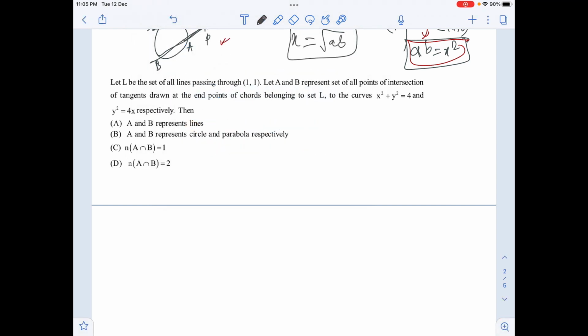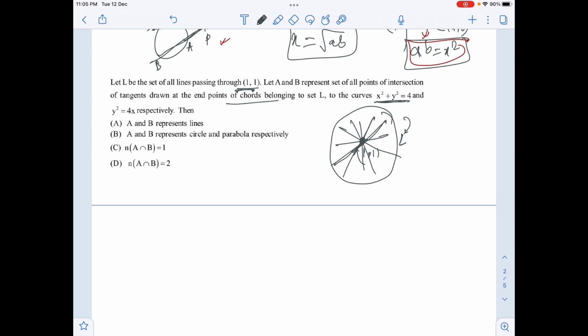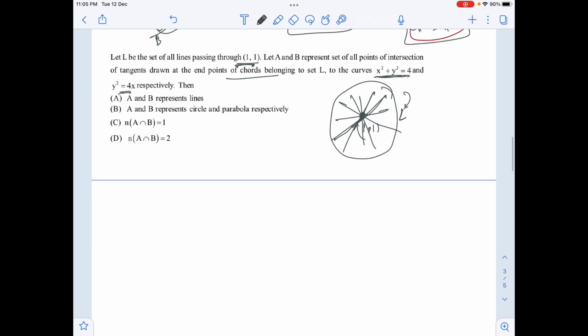And this is again from parabola and circle combined. So we are doing a mixed question of parabola and circle here. One parabola, one circle. L is the set of all lines passing through (1, 1). So if you have got (1, 1), there will be infinitely many lines passing through (1, 1), and we call the collection of all these lines set L. A and B represent the set of all points of intersection of tangents drawn at the points of chords belonging to set L to the curves x square plus y square equals 4 and y square equals 4x.